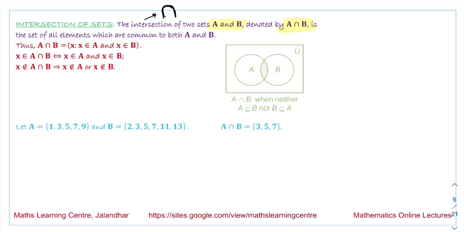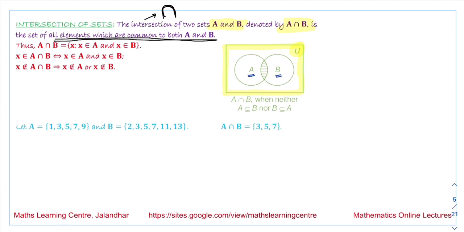Is the set of all elements which are common to both A and B. So using the Venn diagram, this situation can be shown as below. U is the universal set. It is shown with this rectangular box. We are having two sets. This one circle A is representing set A and this is representing set B.